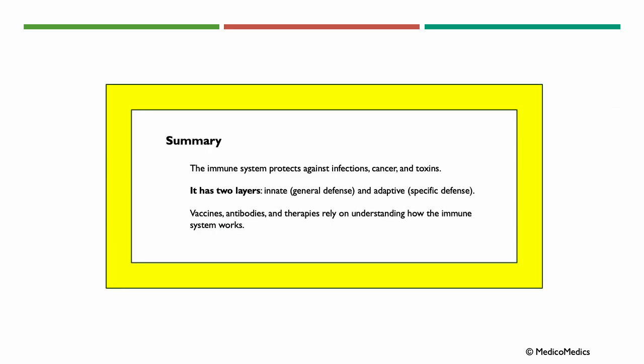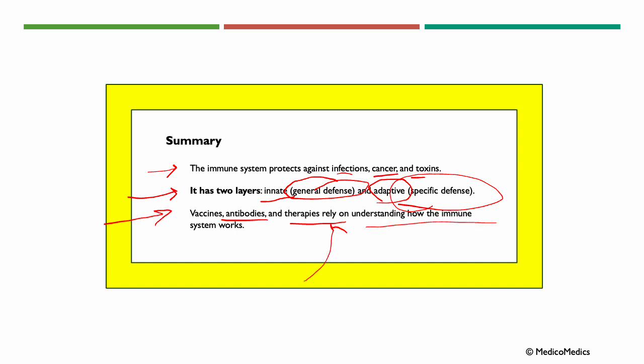So in summary then, the immune system protects against infections, cancer, and toxins. It has two main layers, or parts. We have the innate immune system, our general defense, that is non-specific. And we have the adaptive immune system, which is specific. We use vaccines, antibodies, and therapies, and all of these rely on understanding how the immune system works.